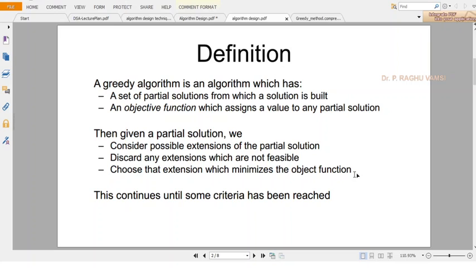forming the complete solution. This continues until some criteria has been reached. The criteria is that once all edges are visited, then the criteria is completed. This way of solving the problem is said to be the greedy way of solving problems.